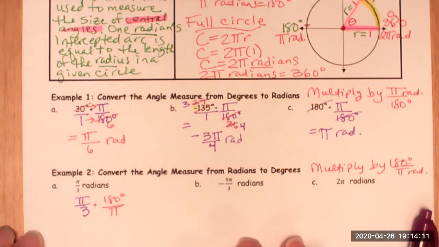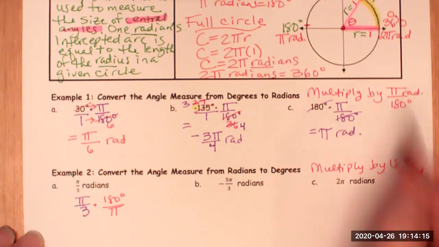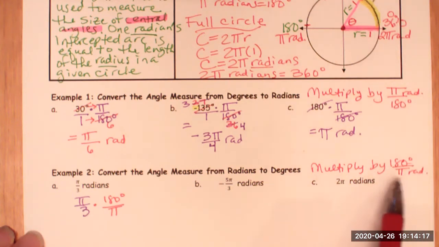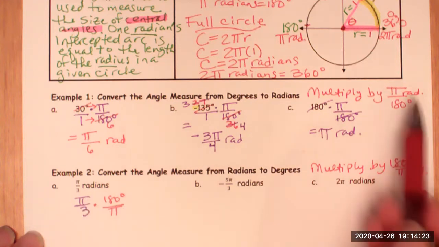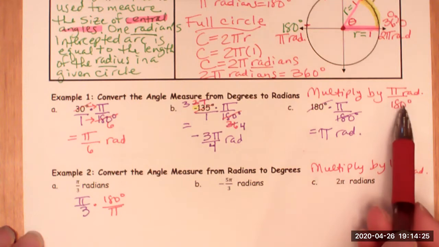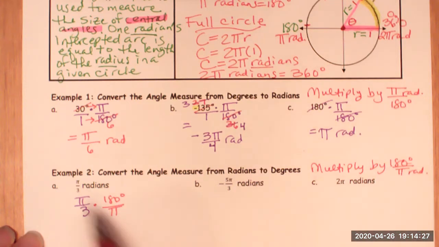And by the way, if you're trying to remember which to use for which direction, it's obvious what you want when you're going from radians to degrees. You want pi to cancel. If you accidentally multiplied by pi over 180, you would not be able to cancel pi. So you know the pi needs to go in the denominator to be able to cancel radians.